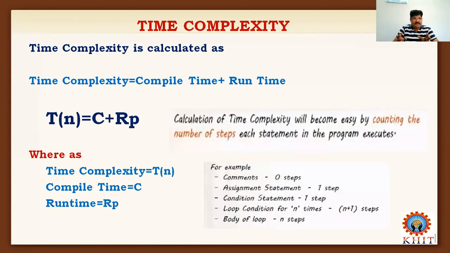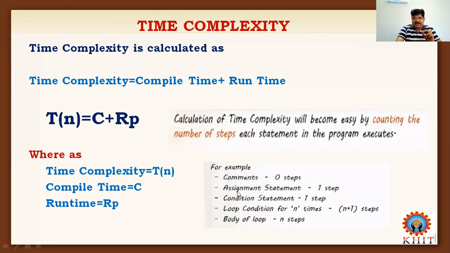You need to calculate this, add the total frequency count at the end, and finally neglect the constant values, and you will get the time complexity of an algorithm. There are some guidelines while calculating the time complexity of an algorithm. An algorithm can contain comment lines. A comment line takes zero time for execution and runtime also.